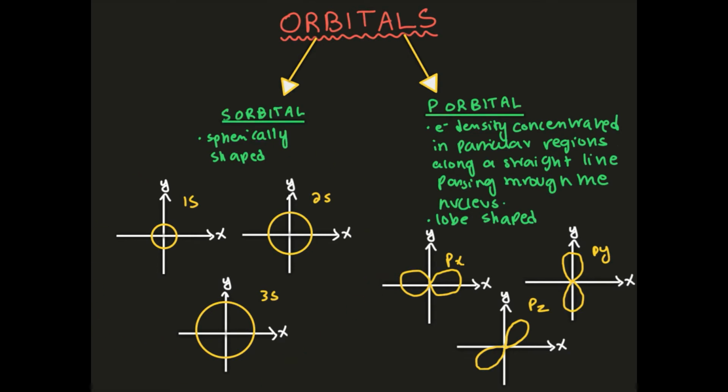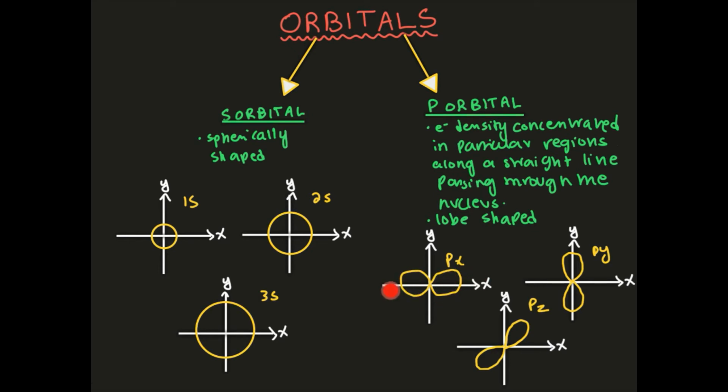Then we have a p orbital. Now a p orbital is different in the sense that an electron density is concentrated in particular regions along a straight line that passes through the nucleus. So this is your straight line, and electron density is concentrated in these particular regions.